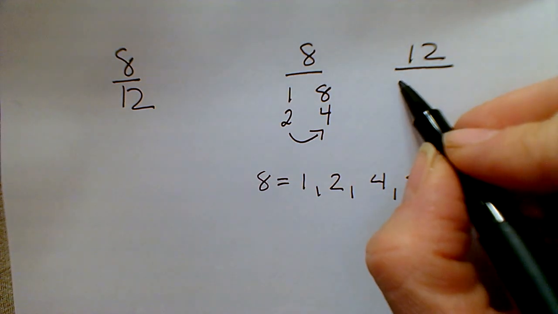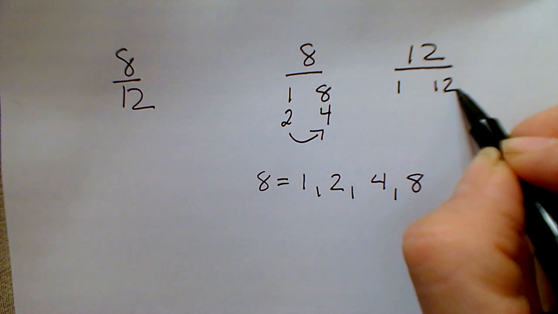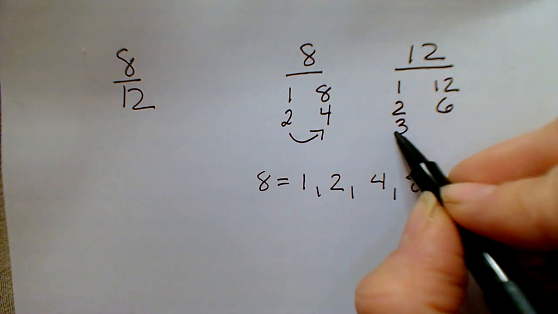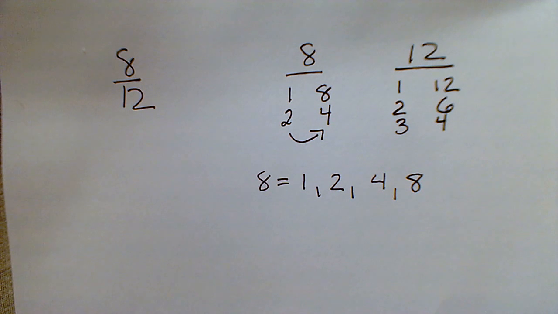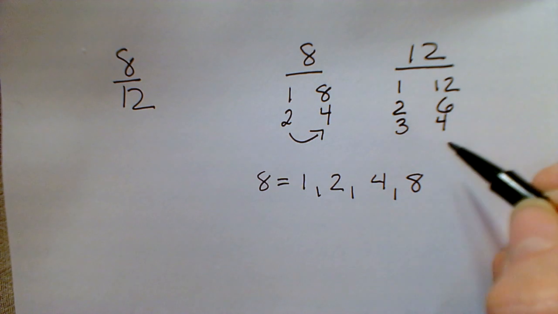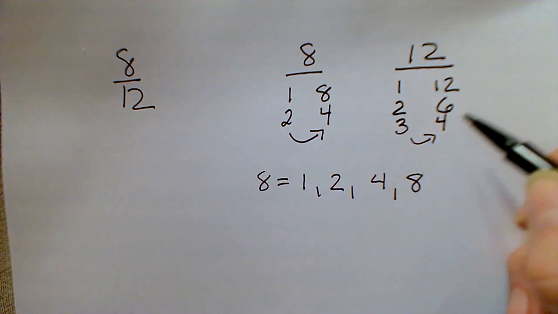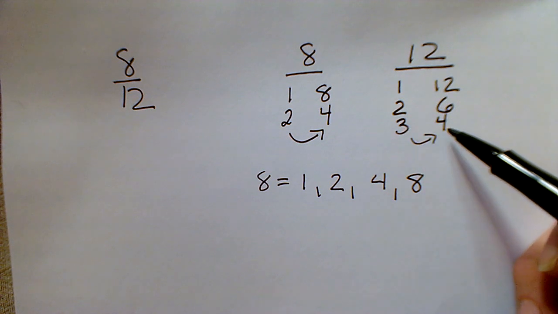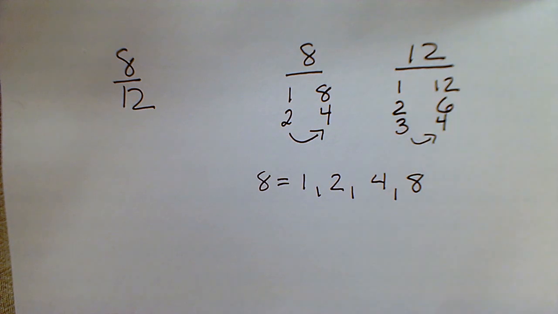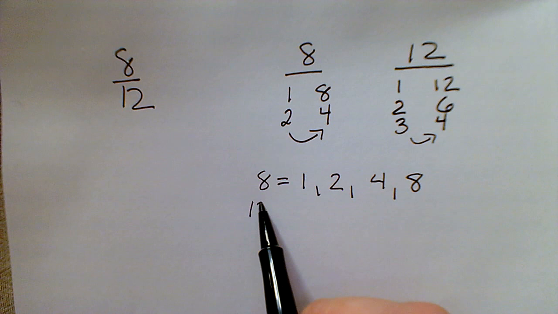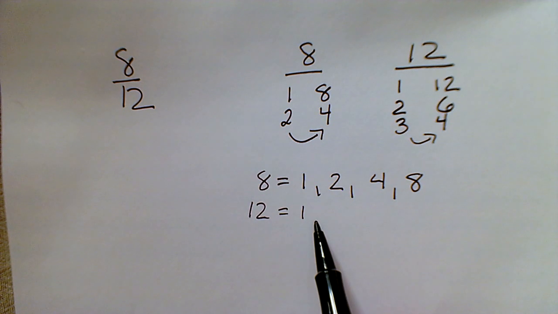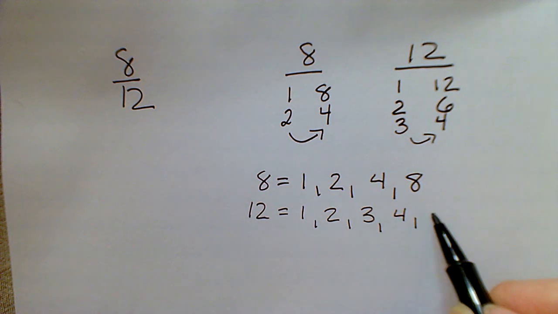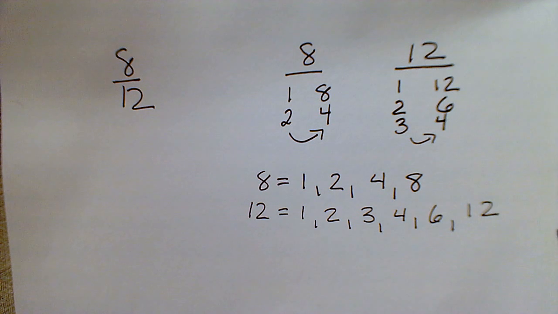Now for 12, I have 1 times 12 is 12. 2 times 6 is 12. 3 times 4 is 12. Does 4 work? Yes, 4 works. But I've looped, so I'm done. So again, 1 works, 2 works, 3 works, 4 works, but it's in this column. So I know I've found all my factors already. So I'm going to write that as well. So we have 1, 2, 3, 4, 6, and 12.